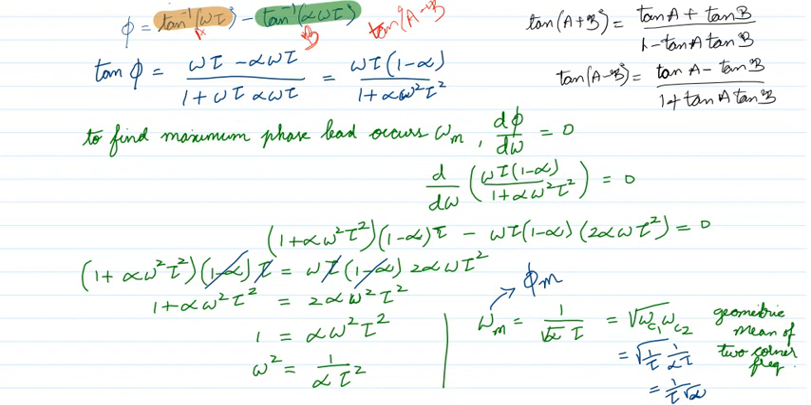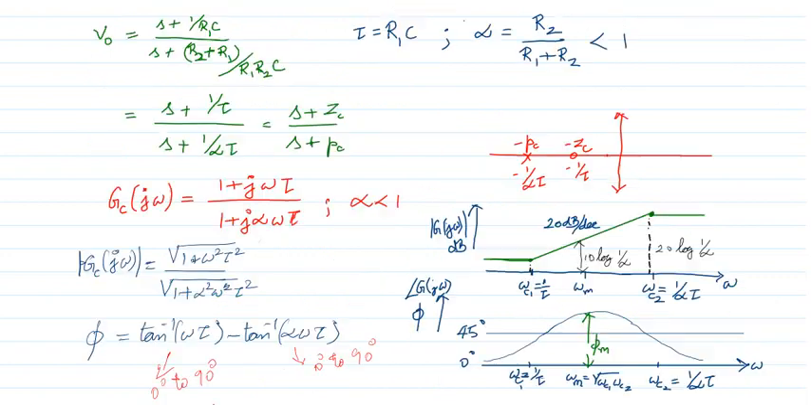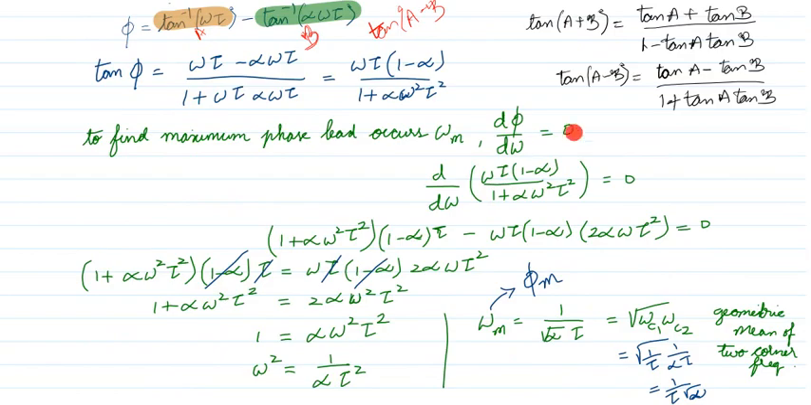Now we are going to find the frequency at which the maximum phase lead occurs. That is your omega m. If you look at this plot, at omega m the maximum phase angle happens. We are going to find what omega m is. To find the maximum value, we differentiate the phase angle phi with respect to omega, and equate it to 0.